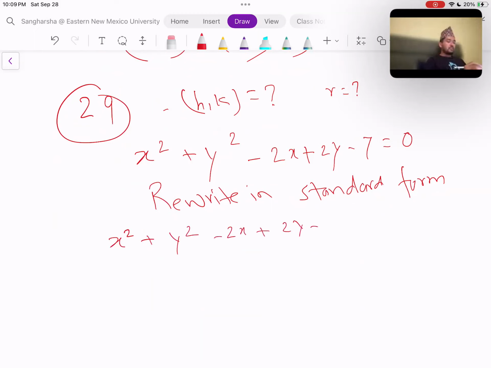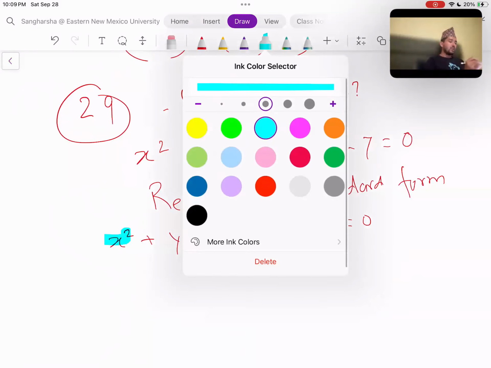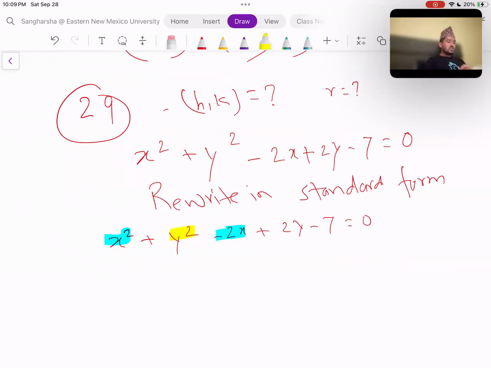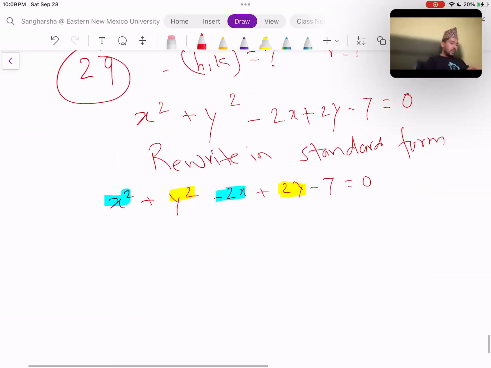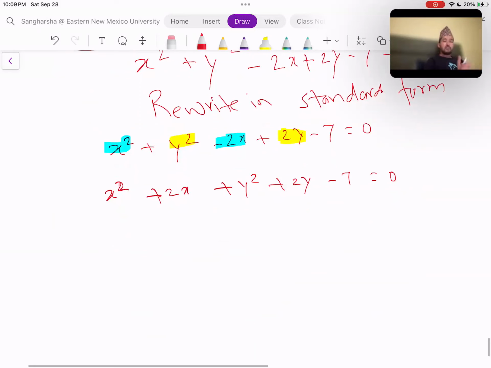The very first step is that you collect the terms with the same variable together. So we have x squared and negative 2x. They have the same variable, so we are writing these two together. And we have y squared and positive 2y, they have the same variable, so we are writing these two together. So we have x squared positive 2x together and y squared positive 2y together minus 7 equals to 0. So this is the very first step. You are collecting the terms with the same variable together.